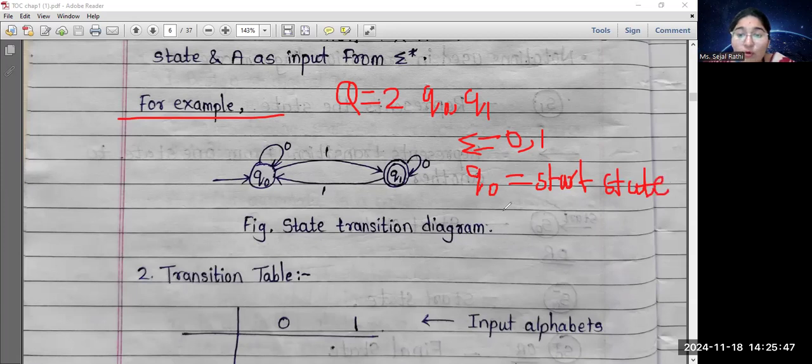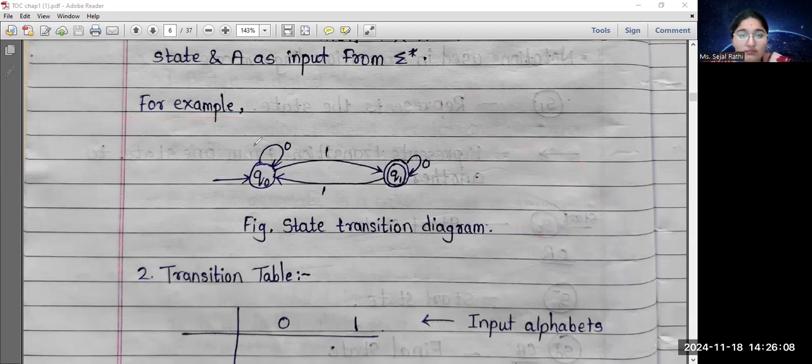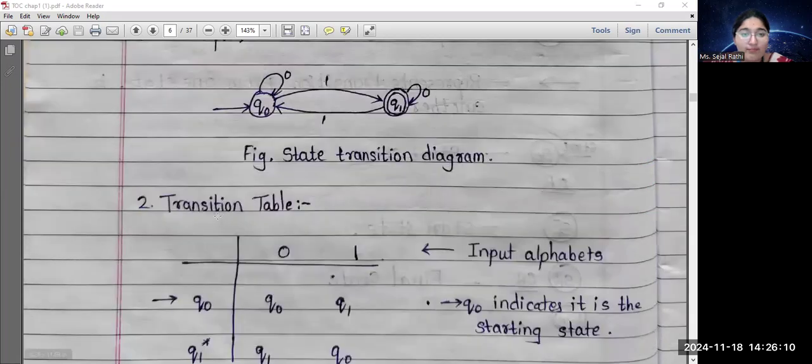Now, what is the final state here? How are we representing the final state? Like a double circle. So Q1 is the final state. And the transition mapping is with the delta. It is the transition mapping. We will see it further. So this is a state transition diagram.